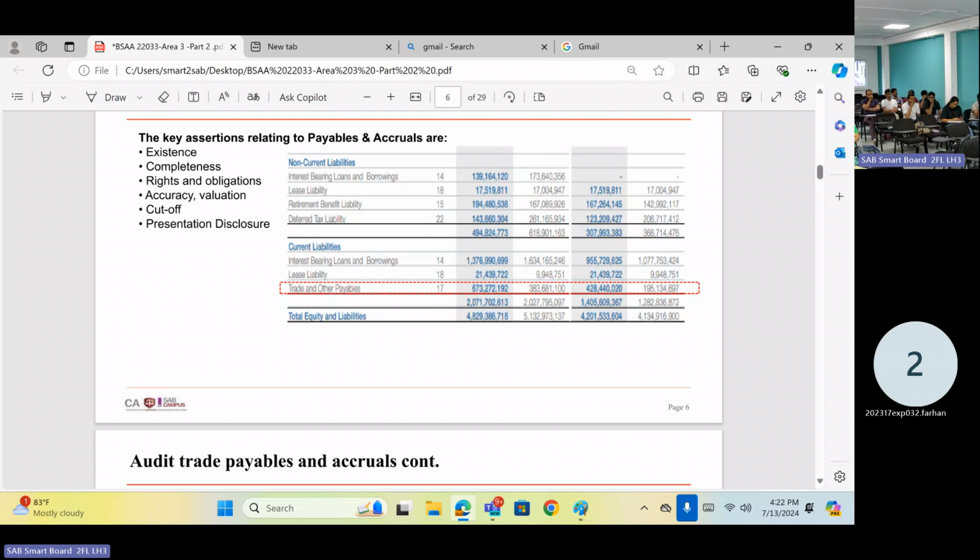Payables and accruals consist of what? Trade payables, creditors, other accruals. Trade payables and creditors we can say are financial liabilities. It's an obligation to pay cash out for a financial liability. If it is an accrual or provision, it's not a financial liability. It's an estimate. So here we have both components.